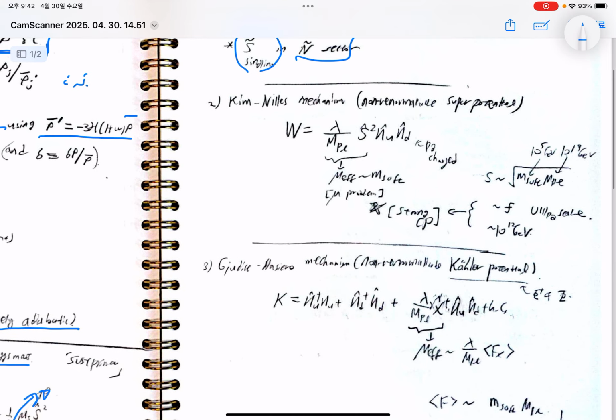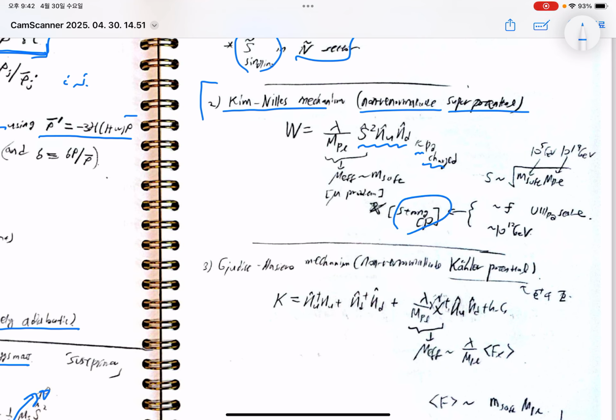The possible second solution of the mu problem is the Kim-Nilles mechanism, which we already discussed last time. This is a non-renormalizable approach with the superpotential. Also, there is some singlet field, but with a higher dimensional operator suppressed by the Planck scale. And these are the charges under the PQ symmetry. So this can also resolve the strong CP problem with the axion field.